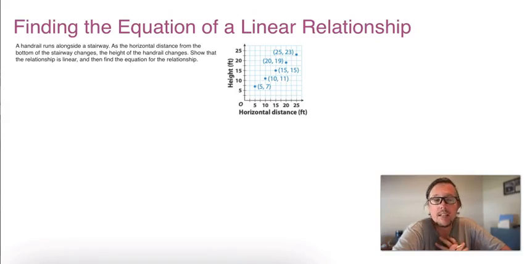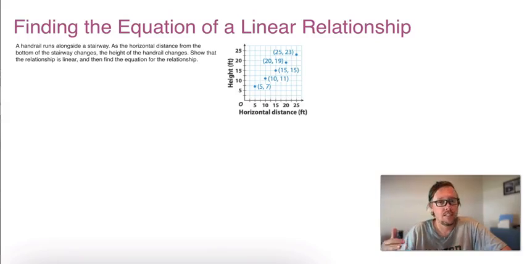So this problem's asking us to do two things. Thing number one, is it linear? And thing number two, write the linear equation. To tell if something is linear, that can mean one of two things. It means, is the rate of change between all of the points constant? Meaning, does it have a constant slope?